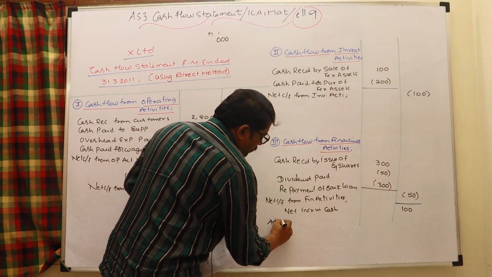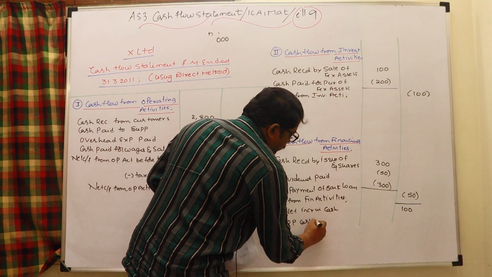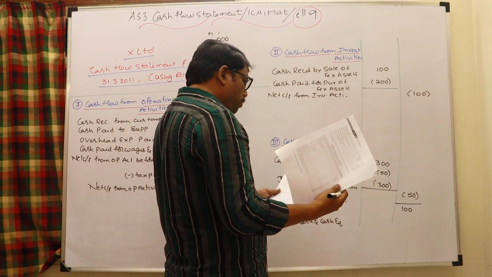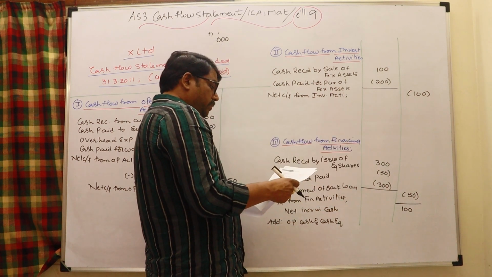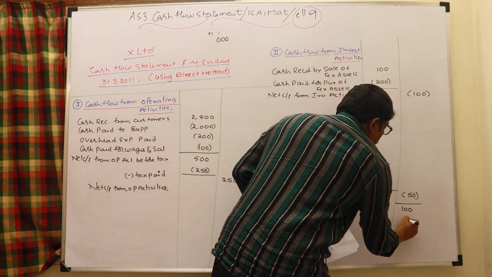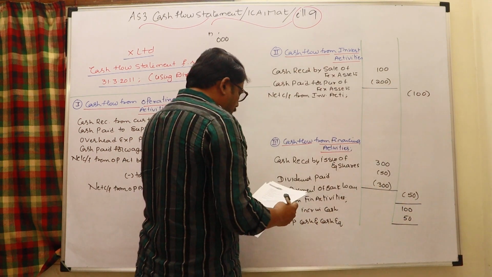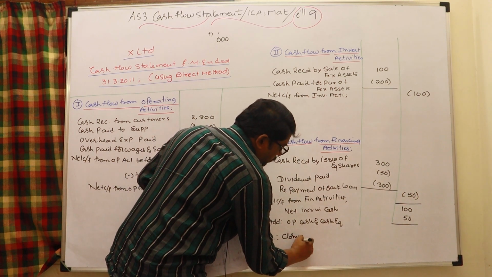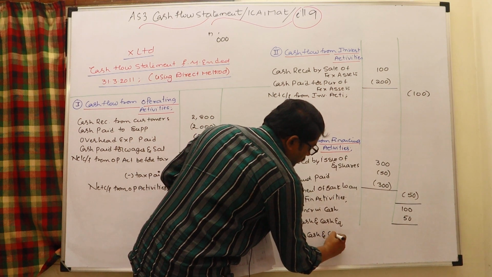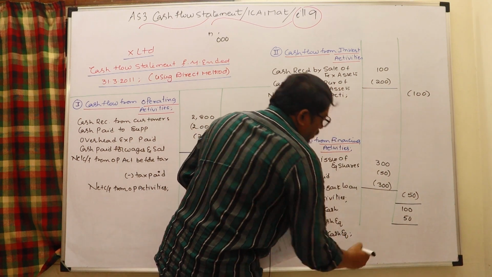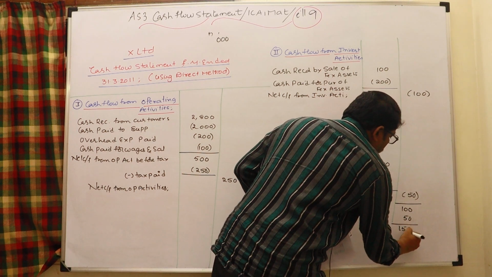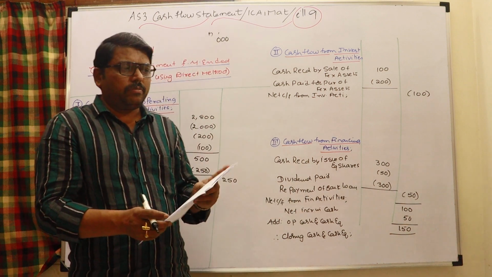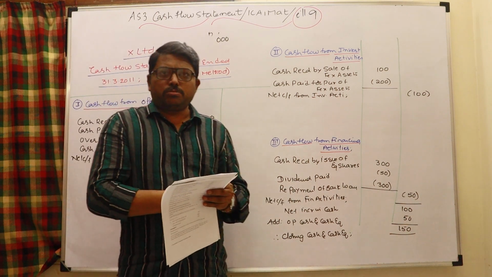Add opening cash and cash equivalents. It is already mentioned there are no cash equivalents, there is only the opening cash balance, which is 50. The resulting amount is obviously equal to closing cash and cash equivalents, 150. So this is a simple way, and very important whenever you are given a cash book straight away.